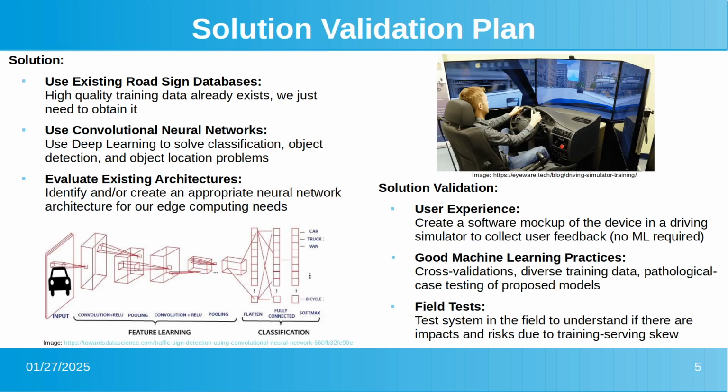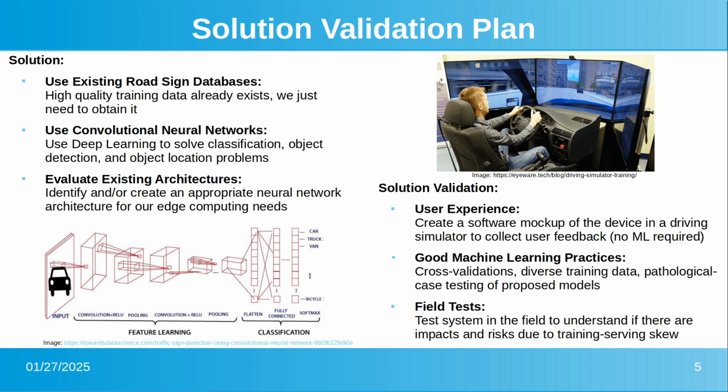So what does the solution look like? We're going to use existing road sign databases. High quality images exist. We'll leverage those. We just need to figure out how to obtain them. Convolutional neural networks for the technical solution. We'll use deep learning to solve any type of vision problems that we may need for this. And we intend to evaluate existing architectures, identify and create appropriate neural network architecture for our edge computing needs. We have to run in embedded environment, and so this needs to be quick, and so we'll make a list of what's available, try them, and see what's feasible.